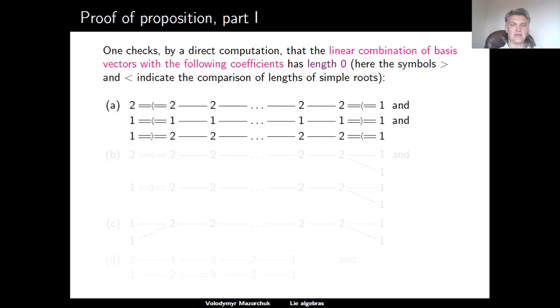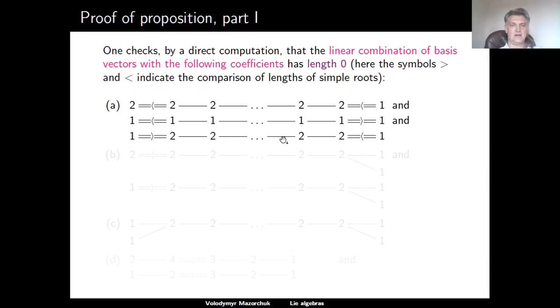So the claim is that in the first case, when the A_n graph is extended by double edges on both ends, we have 3 different ways to distribute the less-than or greater-than signs on the double edges. And in these 3 different situations, we should take the following vectors. If the signs are distributed in this way, we take a linear combination of positive roots with these coefficients. If the signs are distributed such that the middle is greater, we take the linear combination of positive roots with all coefficients 1.